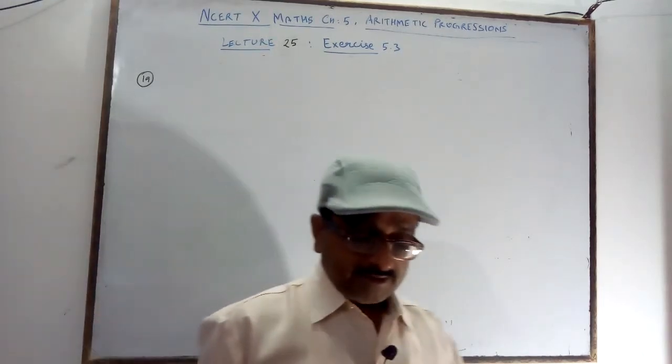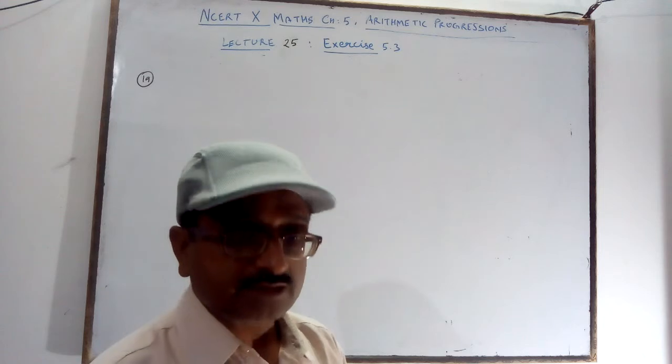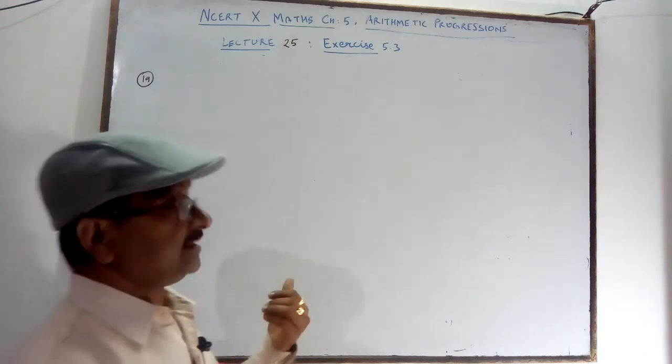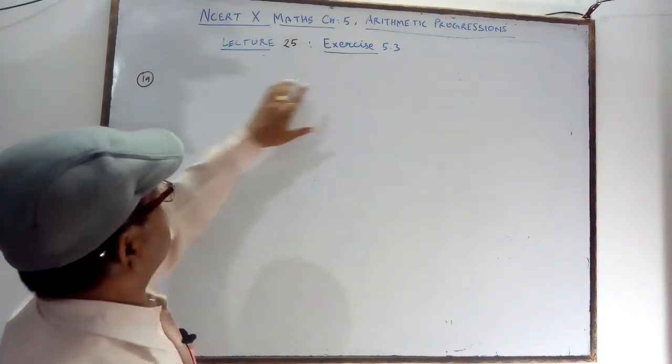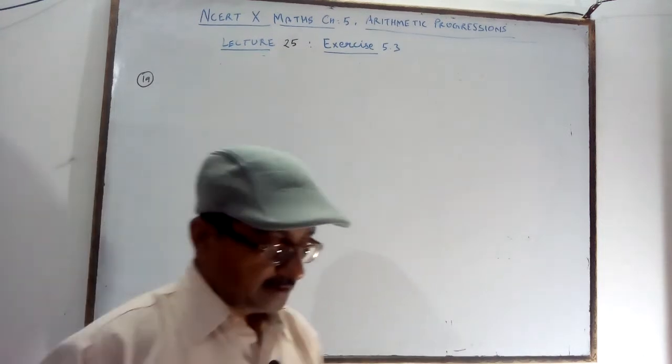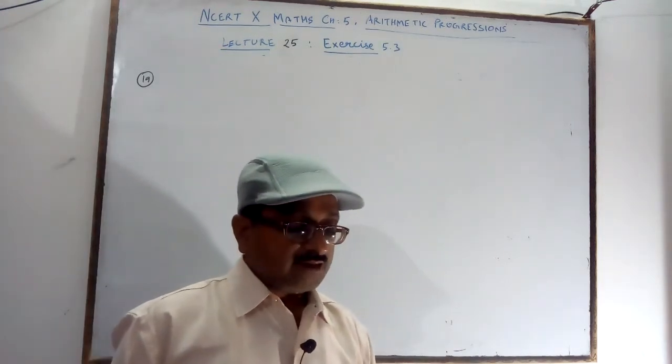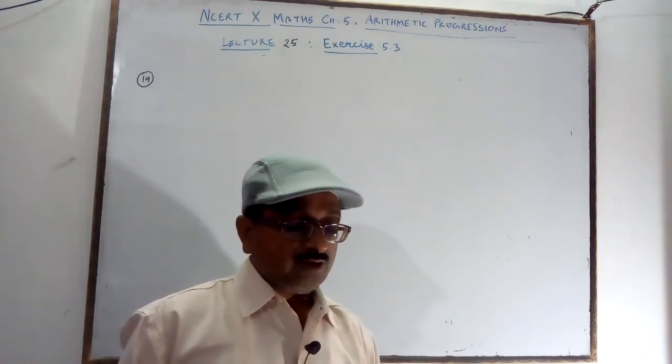Hello friends, you are studying chapter 5, Arithmetic Progression of NCERT. Here in exercise 5.3, you will see question number 19. 200 logs are stacked in the following manner.